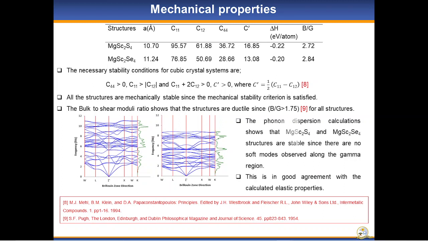Phonon dispersion curves show that all the structures are vibrationally stable since there are no negative vibrations along the gamma region. This is in good agreement with the calculated elastic constants.